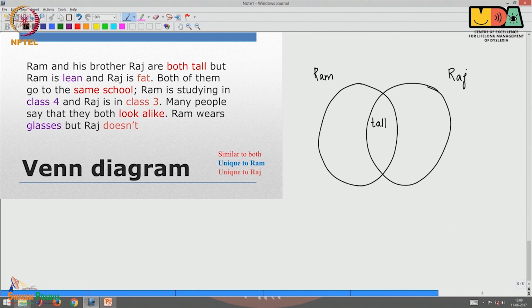But Ram is lean and Raj is fat. So, Ram is lean goes here. That means it is very specific to Ram, and Raj is fat goes into the area belonging to Raj. Both of them go to the same school. So, that is common to both. So, I am just going to write same school. Ram is studying in class 4 and Raj is in class 3. So, I put here class 4 and here class 3.